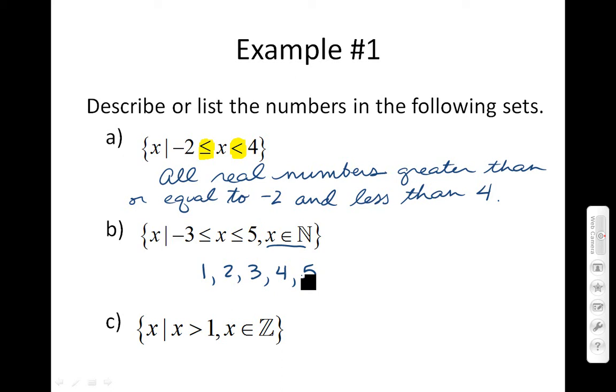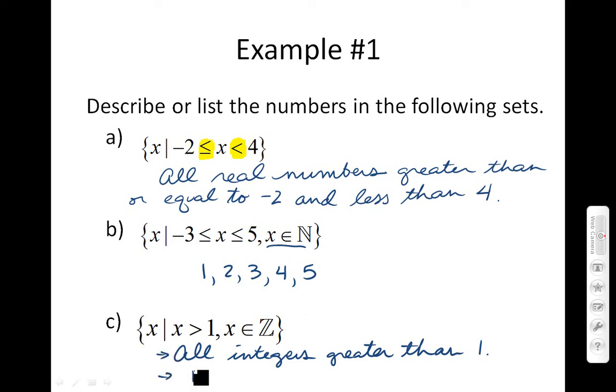The third example reads, x such that x is greater than 1 and x is an element of integers. So this means all of the integers greater than 1. If you wanted to try and list those, could I write 1? No, that's incorrect because 1 is equal, but we want greater than 1. So the first integer greater than 1 would be 2, 3, 4, 5, and so on. This is an infinite set because it would continue to infinity.